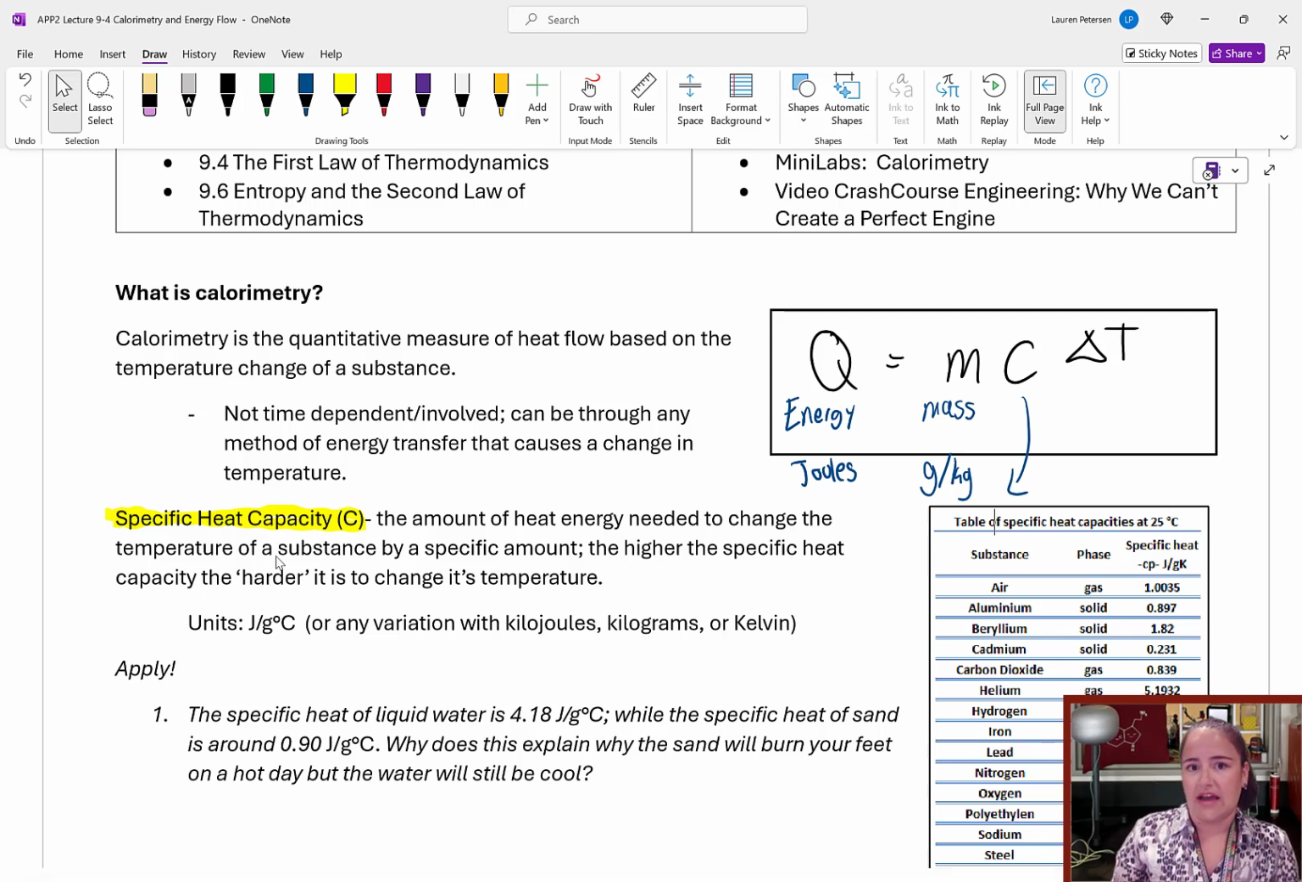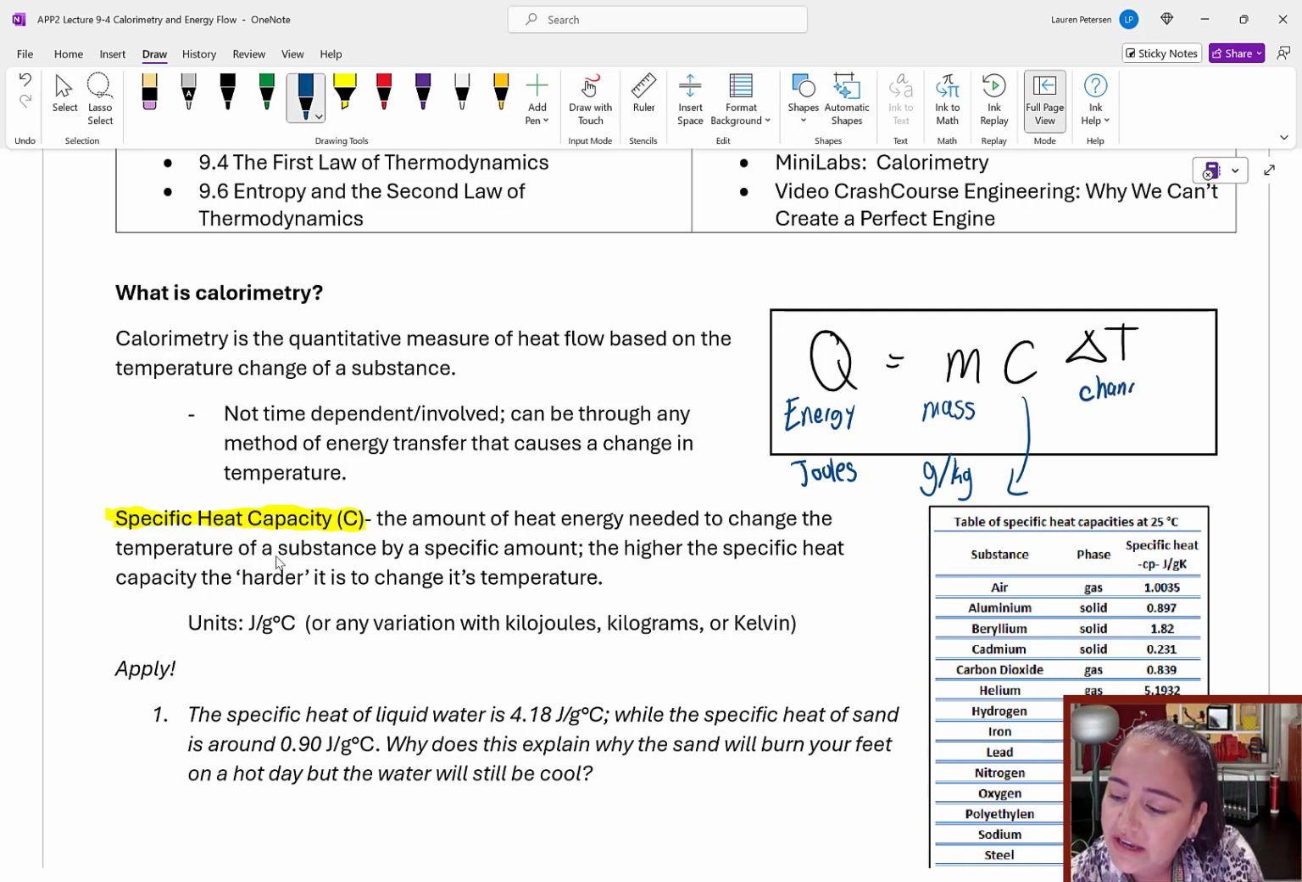You can think of it kind of like the ability to change its temperature. If something has a high specific heat capacity, it requires a lot of energy to change its temperature. Where if something has a low specific heat capacity, it only requires a little bit of energy. So they change temperature more quickly. Delta T, delta, like always, means change in, and then capital T means temperature.